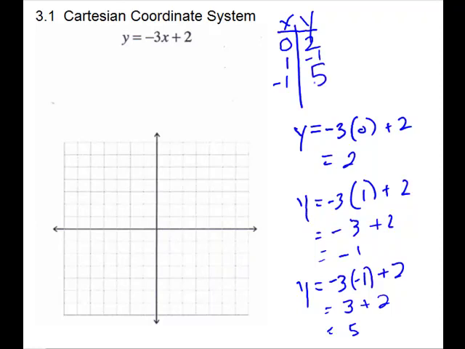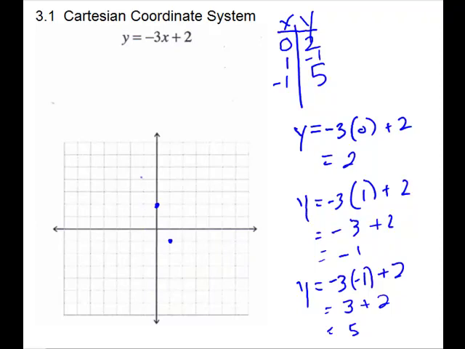Now we'll plot those and connect the graph. So 0, 2. So we start at 0, 0. We don't move over, but we move up 2. 1, -1. Go back to 0, 0. 1 on the x, -1 on the y. And back to 0, 0. -1 on the x and +5 on the y.